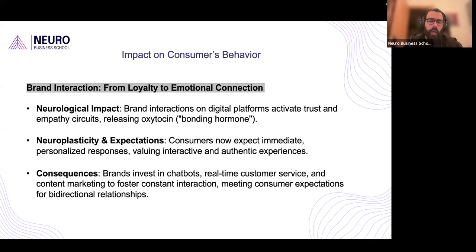Okay. As a consequence, brands invest in chatbots, for example, real-time customer service, and content marketing to foster constant interaction. Okay, to make them feel good, to make them feel attended, to make them feel that they are the protagonist, and they can make an easy connection with you. So there is an expectation of having this kind of bidirectional relationship.